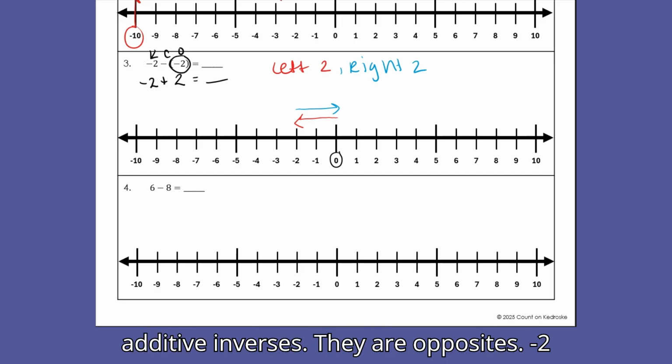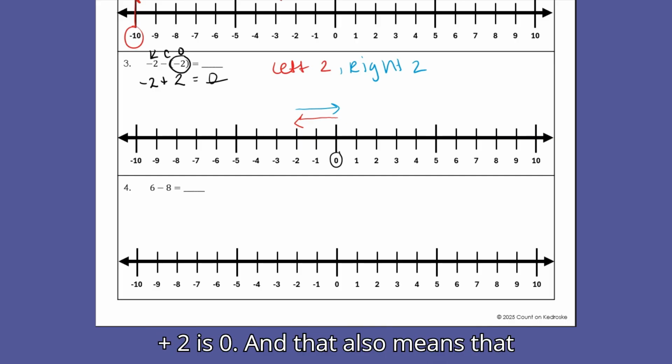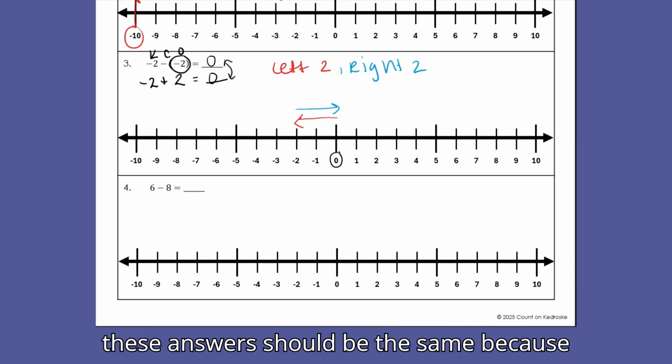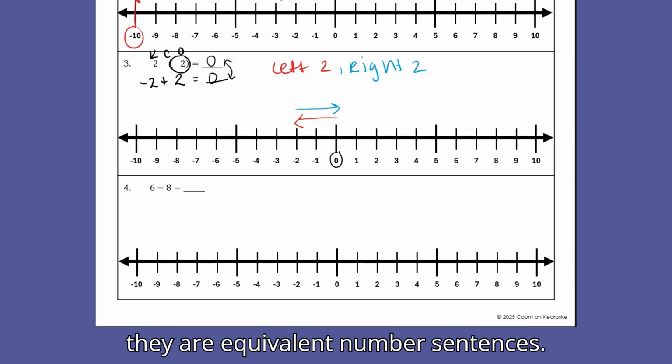They are opposites. Negative 2 plus 2 is 0. And that also means that negative 2 minus negative 2 is also 0. Again, these answers should be the same because they are equivalent number sentences.